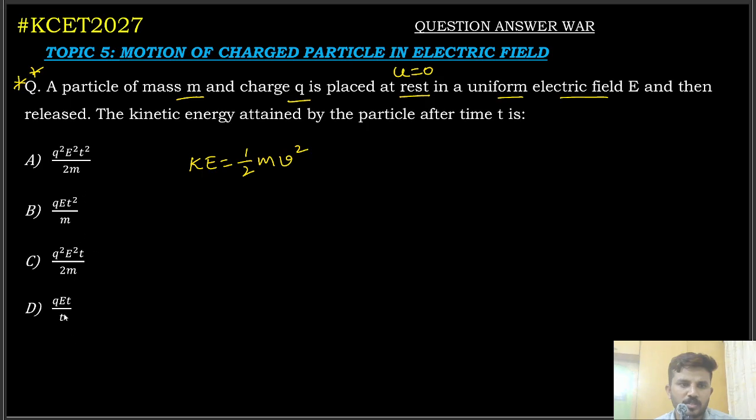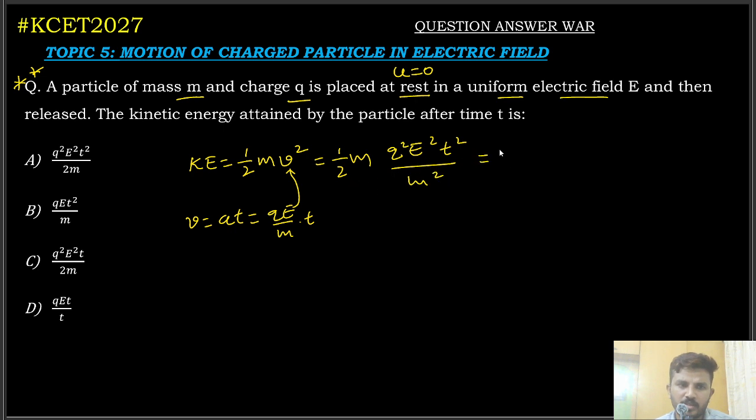So since the options are in terms of t, we can write v is equal to u plus at. u is 0. So what is a? QE by m into t. So if I substitute this here, we'll get half m, v square is this one. If you substitute this, you'll get q square E square t square divided by m square. So m gets cancelled. You'll be having q square E square t square by m into 2. That is, option A is correct.